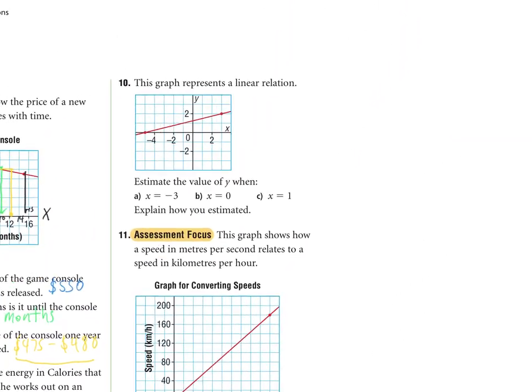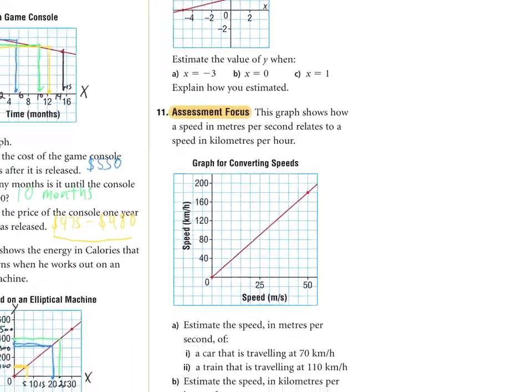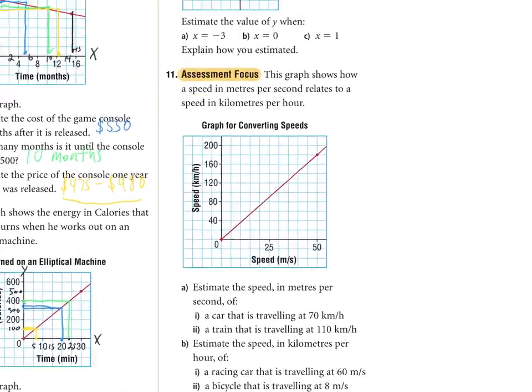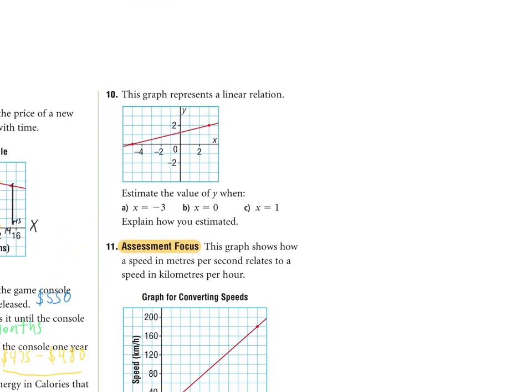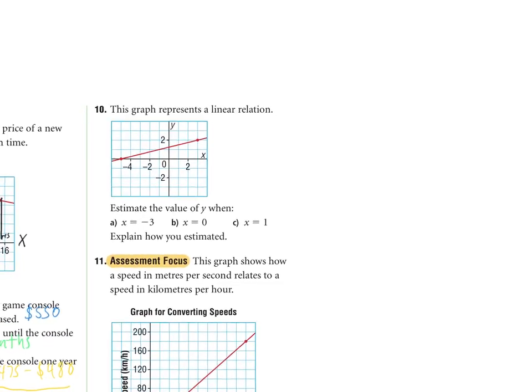So finally, question 10, I'm going to do question 10, and question number 11 I'm going to save for the next assignment when we can do that using one of our step-by-step sheets. So now question number 10. This graph represents a linear relation, and we can see it right here in our graph, straight line. Estimate the value of y when x is negative 3, when x is 0, and when x is equal to 1, and then explain how we know.